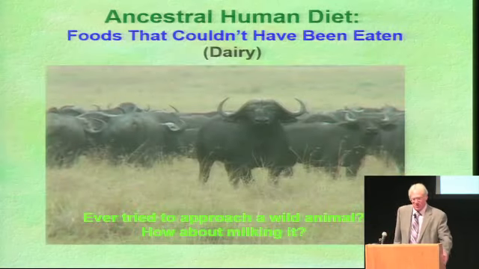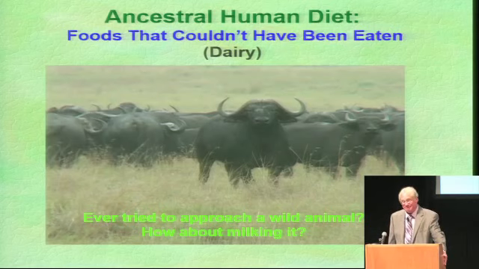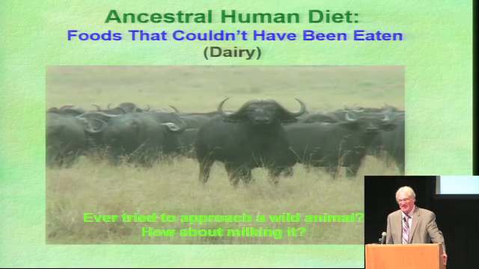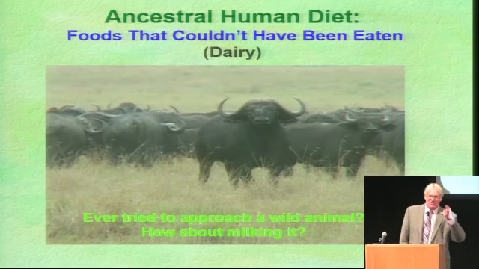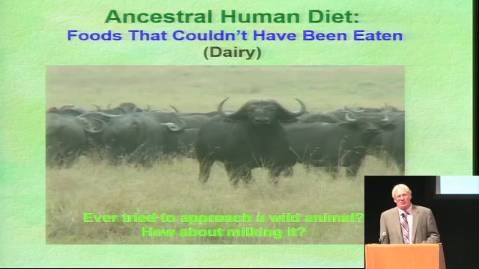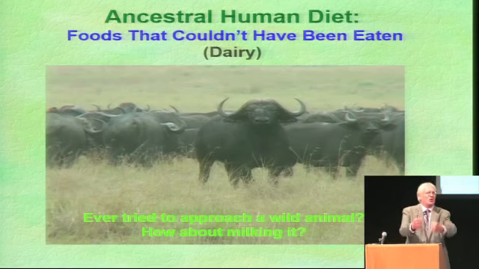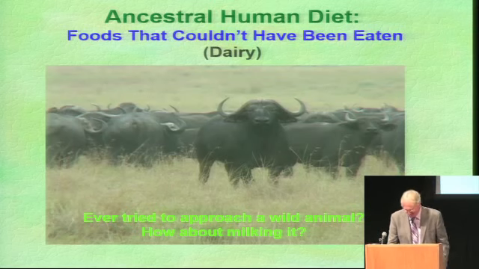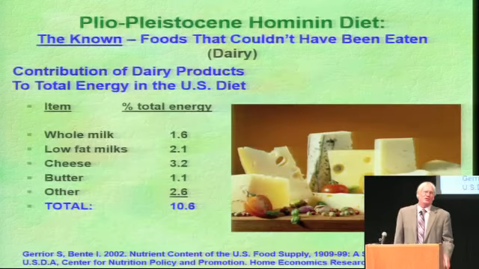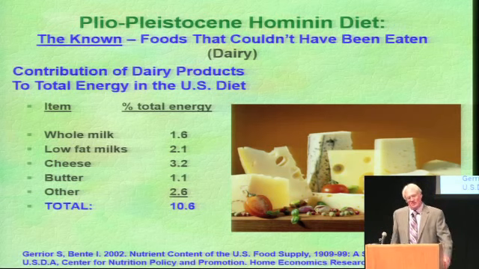So how do we know that dairy products couldn't have been consumed? End of story, right? Somebody in the popular press calls me. I said, have you ever been close to a wild animal? No. Have you ever tried to milk a wild animal? Okay. So you have to domesticate animals before you can milk them. That didn't happen until about 10,000 years ago.